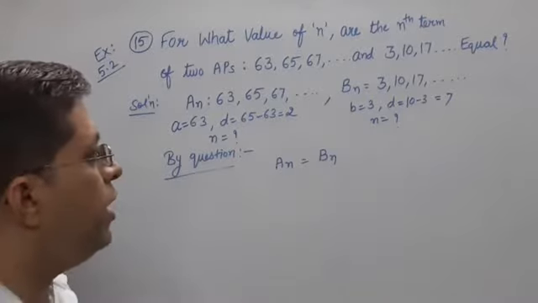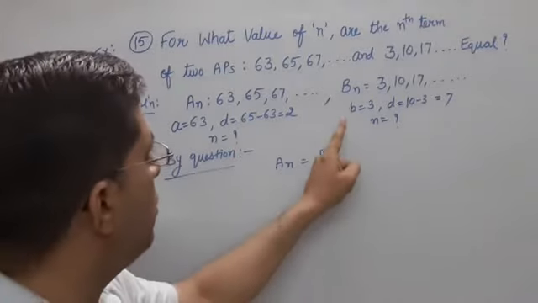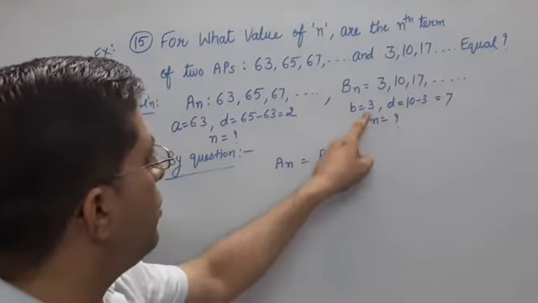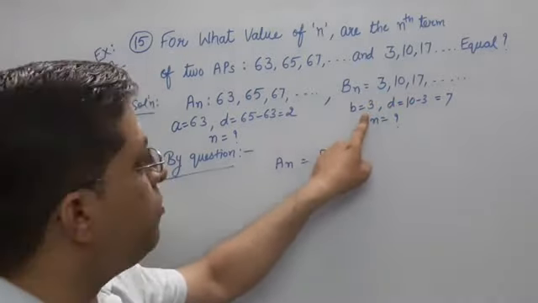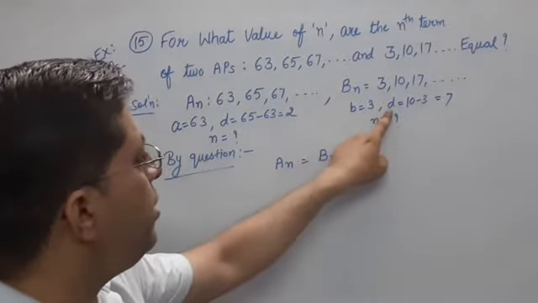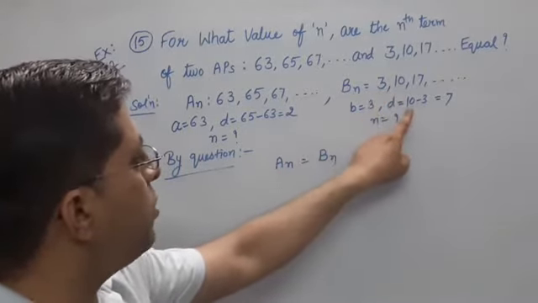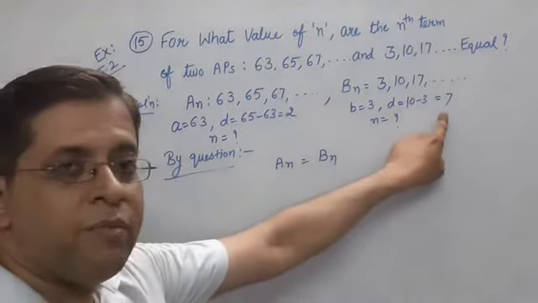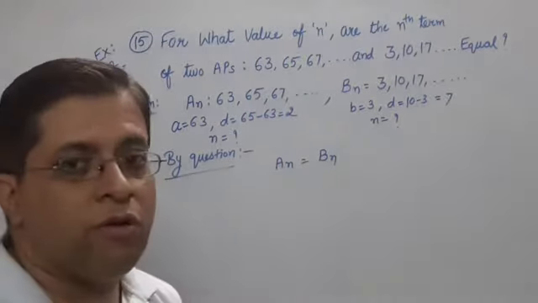And for BN, the AP is 3, 10, 17. First term B is 3. D is second term minus first term. Second term is 10, first term is 3, that is 10 minus 3, which is 7. Nth term we have to find.